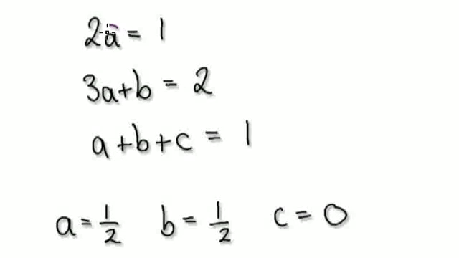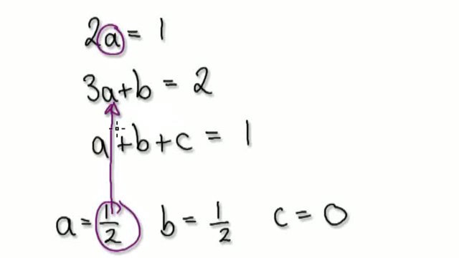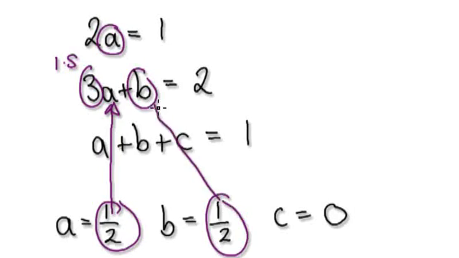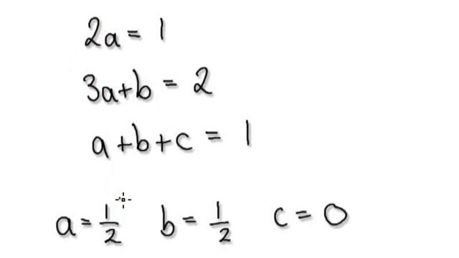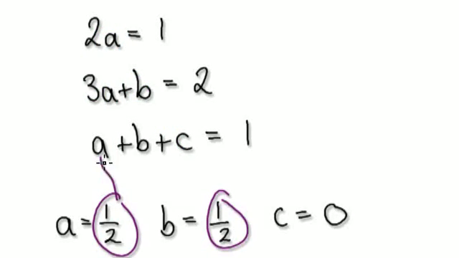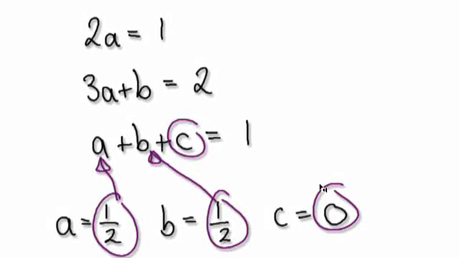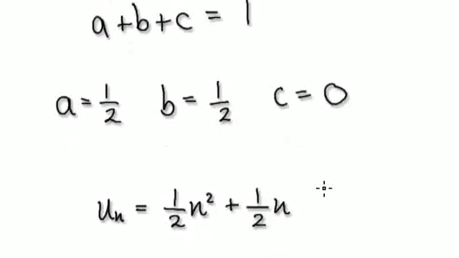If you look at this, a is simply a half. Now if we know a, we can put it into here. So 3 times a half will be 1.5. So that means b must be a half. Now that we know a is a half, b is a half, put it into here. So c must be 0. So this is our formula here.